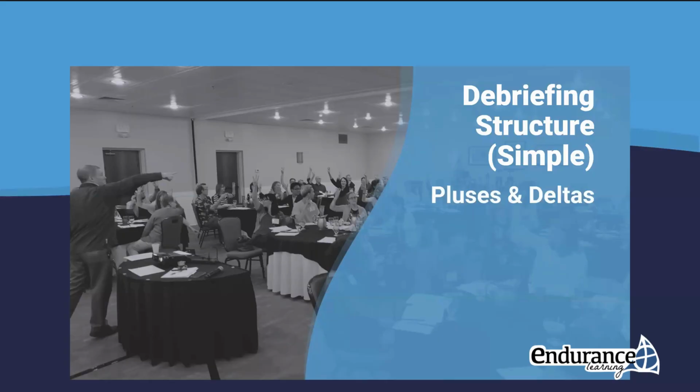Another kind of debriefing structure, which I sometimes use after a teach back during a train the trainer session or after a role play, is pluses and deltas. The traditional pluses and deltas is simply a T chart that says, what went well and what would we change for next time?